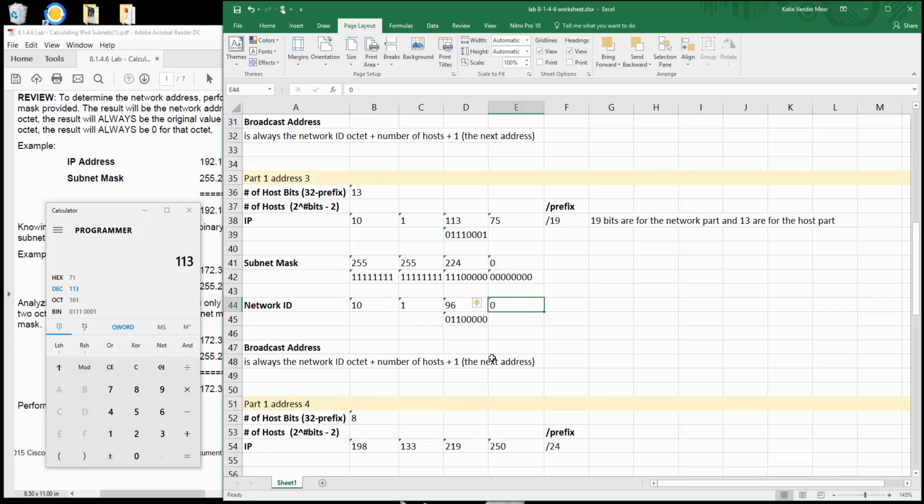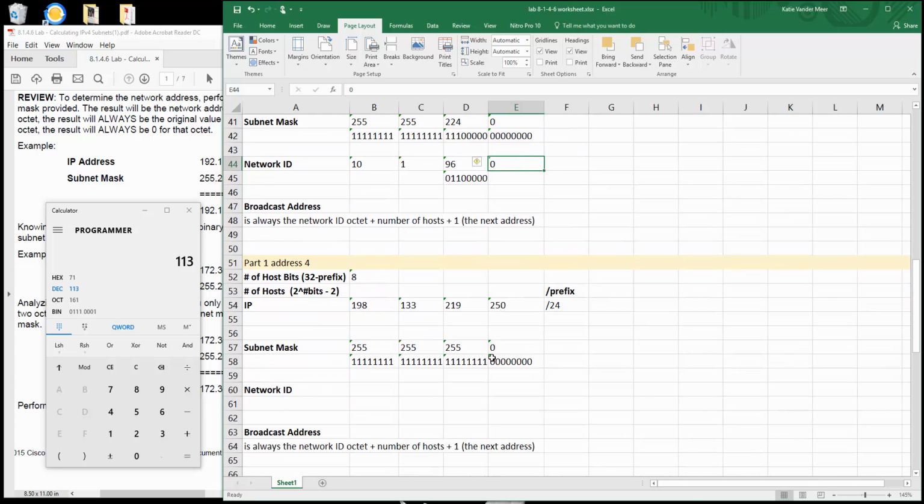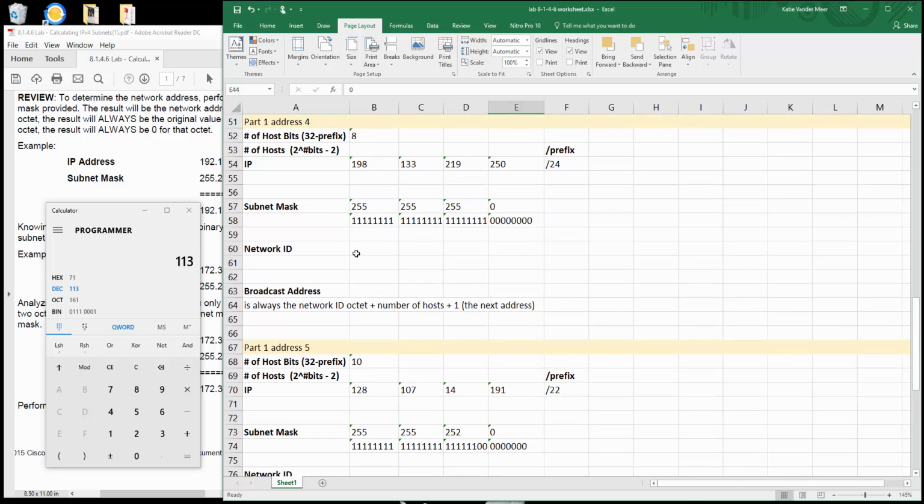I think you're getting it. I think you can do 4, 5, and 6 on your own. I'll go through without as much talking and just show you. 198, 133, 219, and then we have a 0 here, so the network ID here is a 0. We don't even have to convert anything. That one was easy.